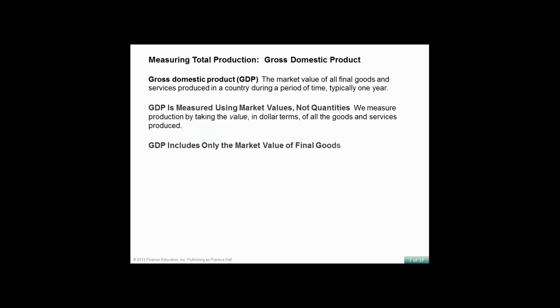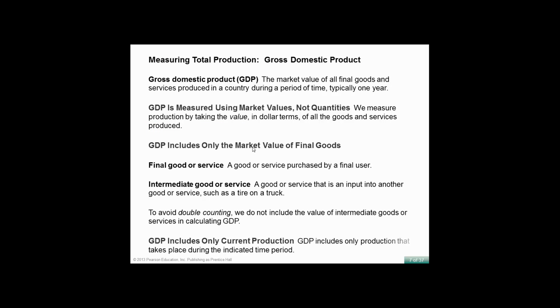Gross domestic product, or GDP, is the market value of all final goods and services produced in a country during a period, typically 1 year. And remember, we say all final goods. GDP is measured by using market values, not quantities, because we're talking about value in terms of dollars. Imagine we produced 20 oranges and 10 Ferraris. Those don't have the same value. GDP only includes the market value of final goods.